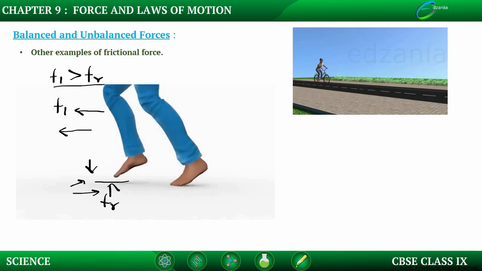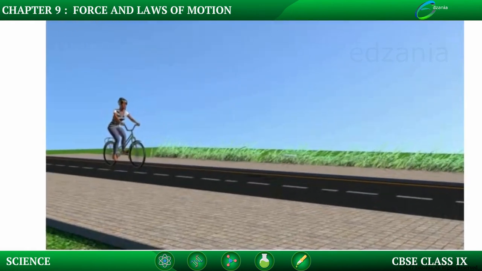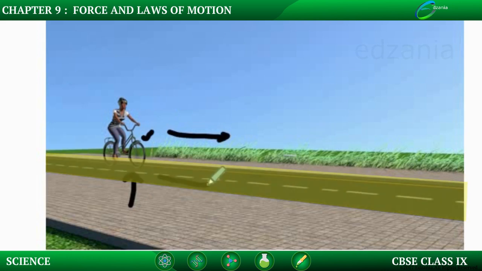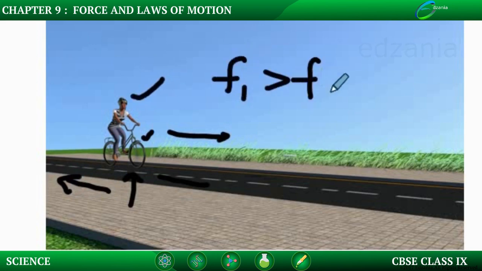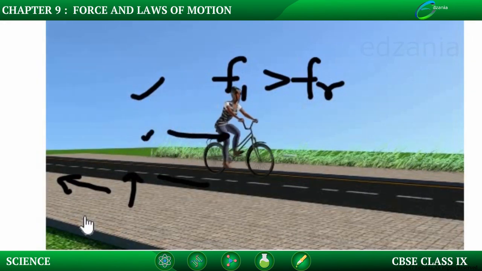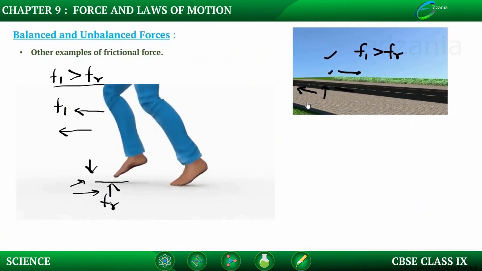Other example of friction force is cycling. How do you cycle? While cycling, the surface offers friction force to the tires. That is, if you're moving in this direction, then the surface of this wheel and the surface of this ground in contact will offer a friction force in the opposite direction of motion. And when you apply a force greater than that of a frictional force, then you are able to move ahead. See, since this girl is applying a force which is greater than that of frictional force, she is able to move ahead.